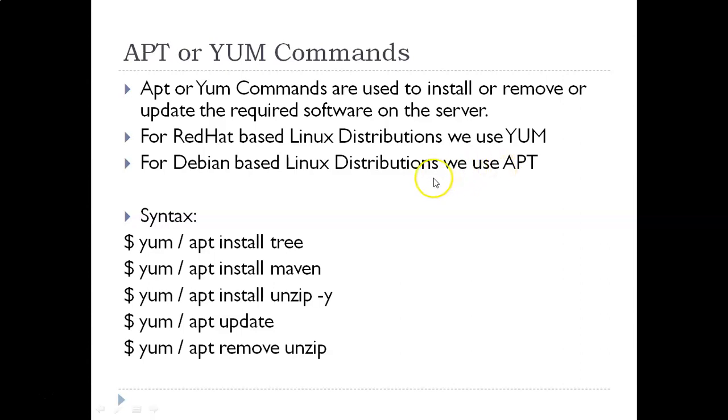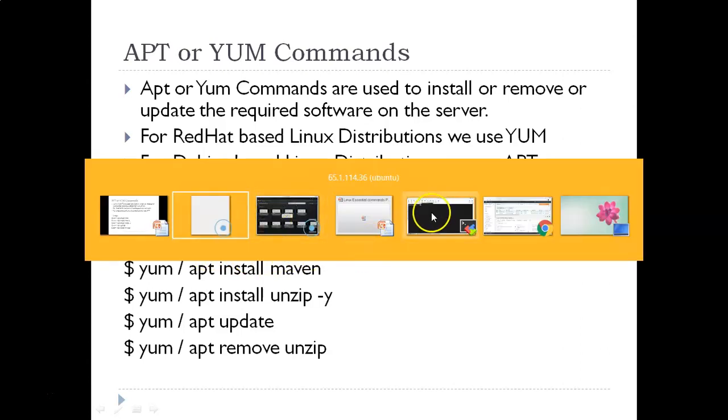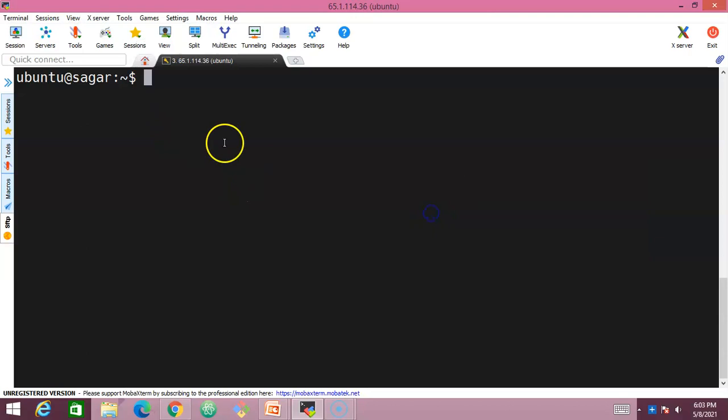So let us try to install certain applications or software onto a Linux server. Let me launch my Linux machine. It's already launched. Let me open it, and we will look into these commands practically. Let me show you what this apt install tree command is going to do. This is my Linux server.